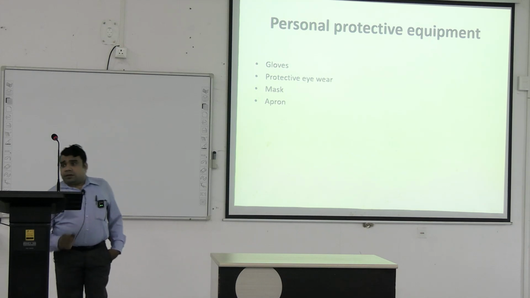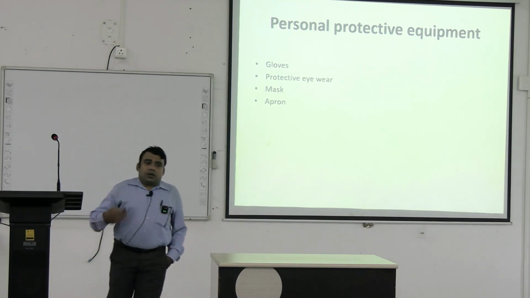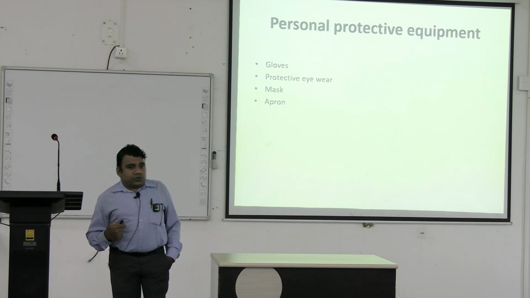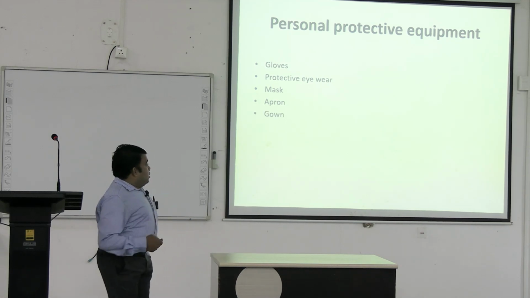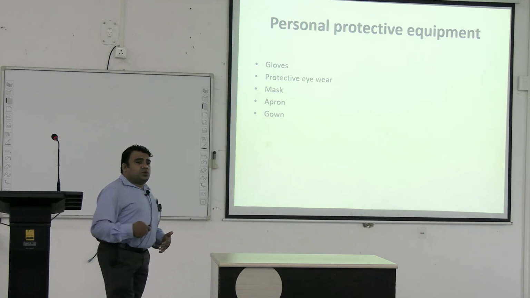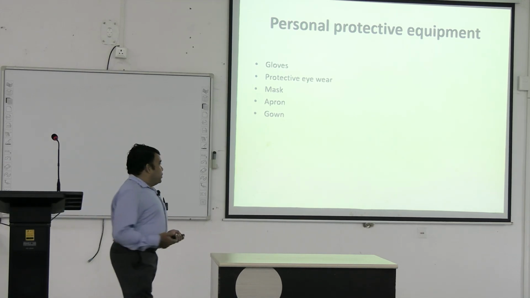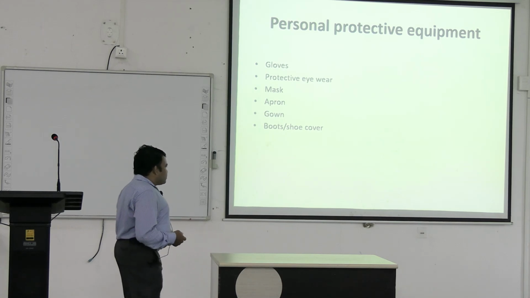Next is an apron. Why is it required? Because any kind of splash will not contaminate your own clothes. Finally, a gown. After wearing the apron, you must wear a gown whenever you are expecting a splash of body or body fluid or blood.